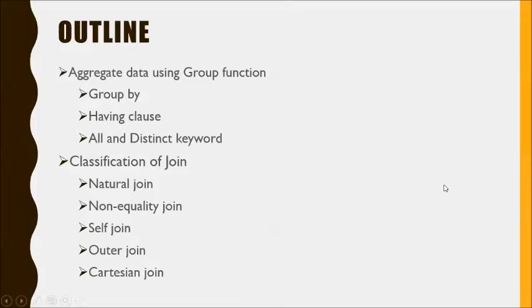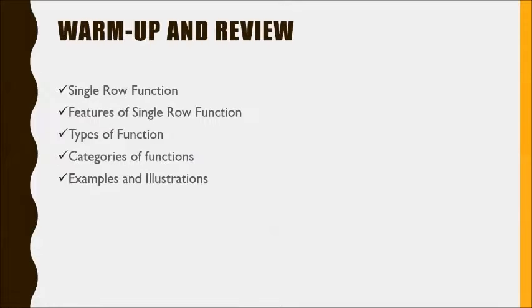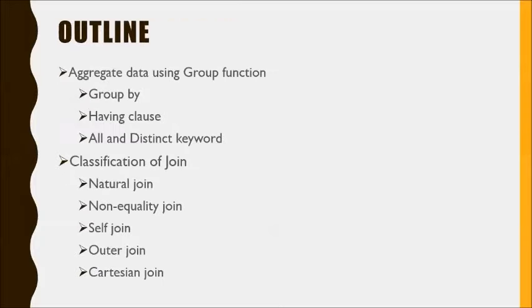So for today, we will be discussing the following: continuation of the single row function, aggregate data using group function, group by, having clause, all and distinct keyword, classification of join like natural join, non-equality join, self-join, outer join, and Cartesian join.